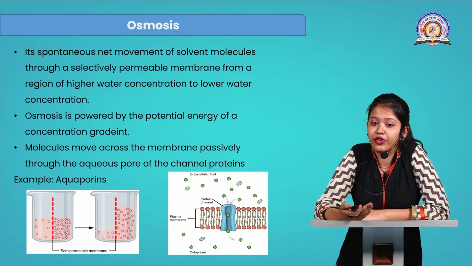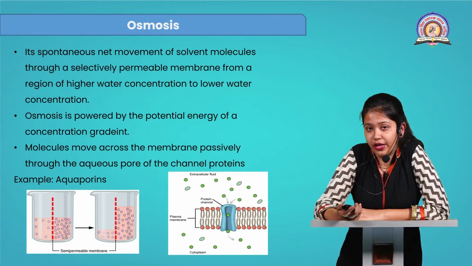The molecules which move across the membrane do so with the help of channel proteins. Channel proteins play a major role in this type of transport system. Molecules move across the membrane passively through aqueous pores. The best example of a channel protein is the aquaporins. They consist of a filter protein which helps to carry small polar molecules.